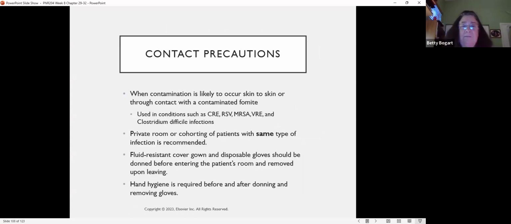That's what that means. Contact is all those things that you can touch. CRE, RSV, MRSA, VRE. These are things that these children need to be in their own room. You need to wear contact precautions, gowns, gloves need to be there, and of course, hand washing before and after.